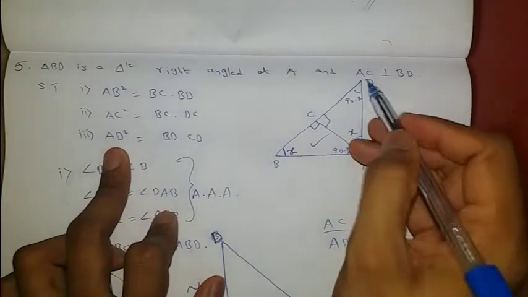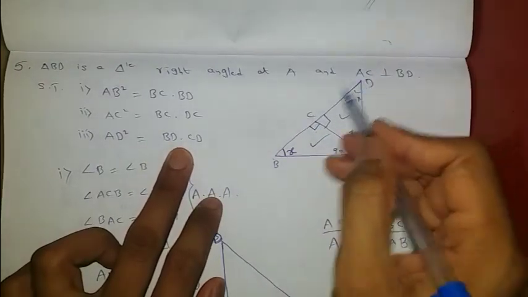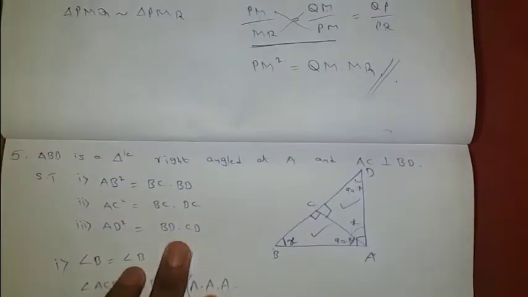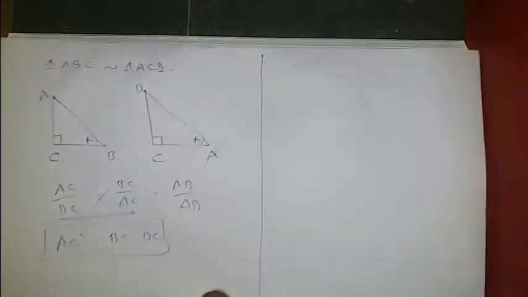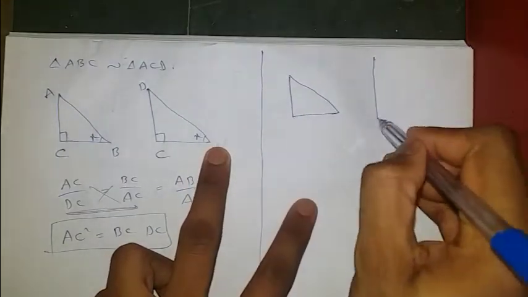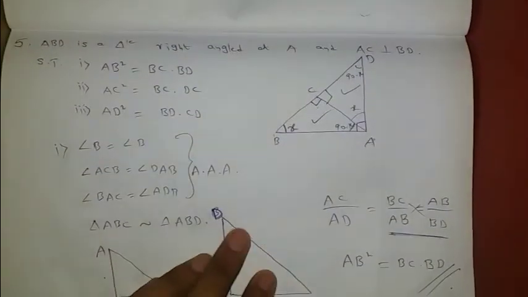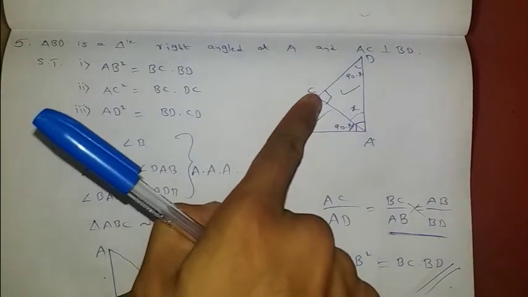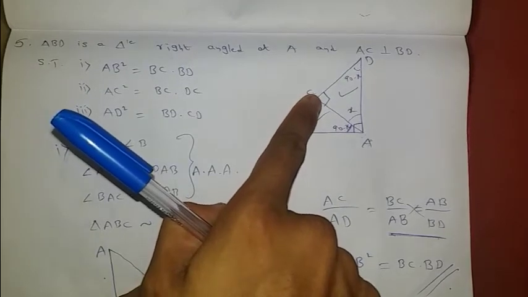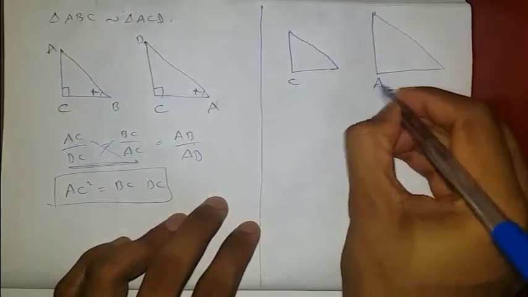AD square, AD, BD, CD. It means upper triangle to the total triangle. I will draw again two separate triangles. One is upper triangle and one is total triangle. Okay. Now if you observe that figure, for the upper triangle 90 degrees is at C and for bigger triangle 90 degrees is at A. So this will be C and this will be A.